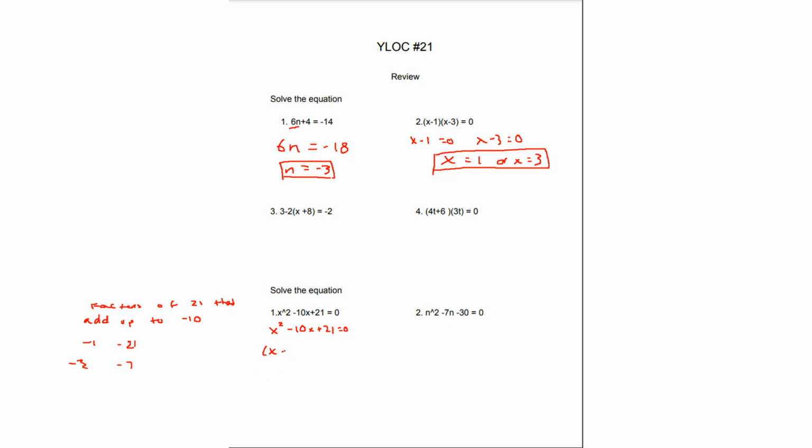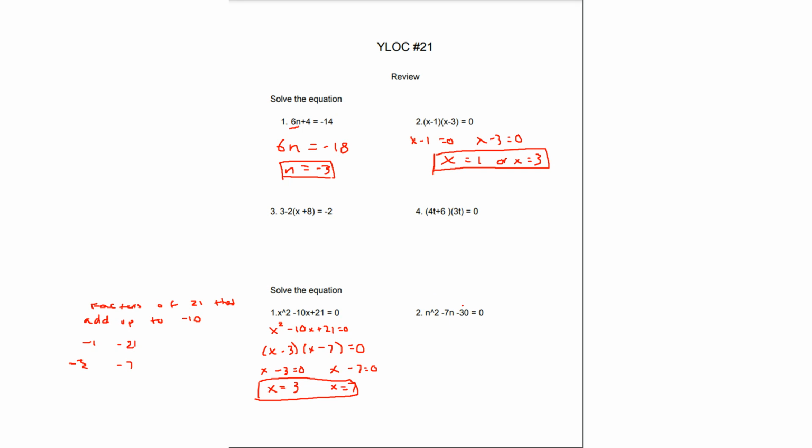So we have x minus 3 times x minus 7 equals 0. So it becomes x minus 3 equals 0. And x minus 7 equals 0. So it becomes x equals 3 or x equals 7.